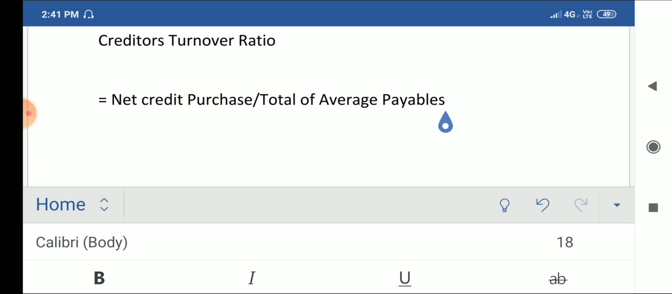The formula of the creditors turnover ratio: creditors turnover ratio is equal to net credit purchase divided by average payable. It is to be expressed in percentage terms: net credit purchase divided by average payable amount into 100.